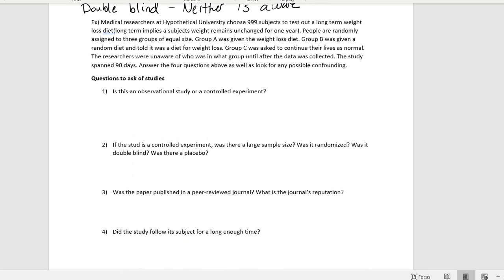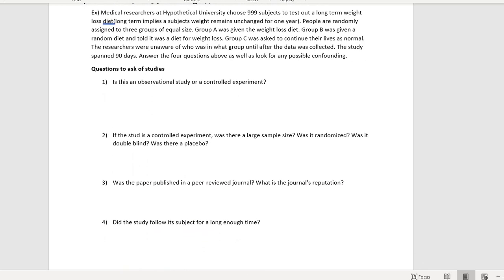So, let's look at an example and see if we understand what we just learned.